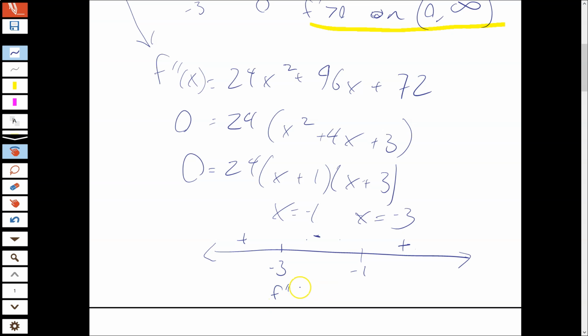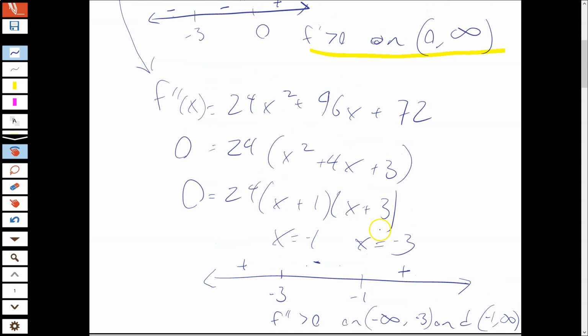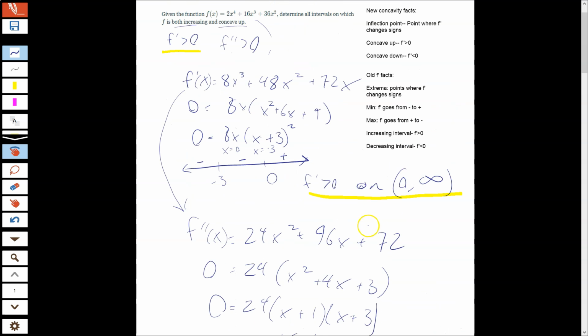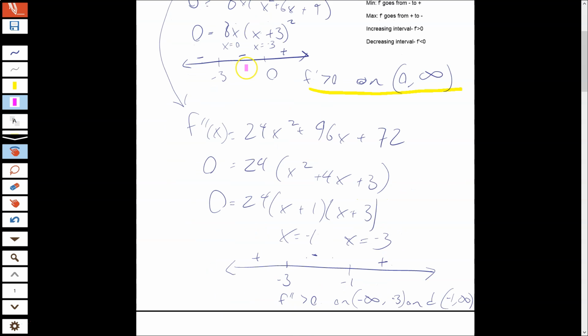So f double prime is bigger than 0 on negative infinity to negative 3 and negative 1 to infinity. Okay. Now you've got to start reasoning about what's included in both statements here. So we have our regions where my second derivative is positive. We want to see where they overlap.